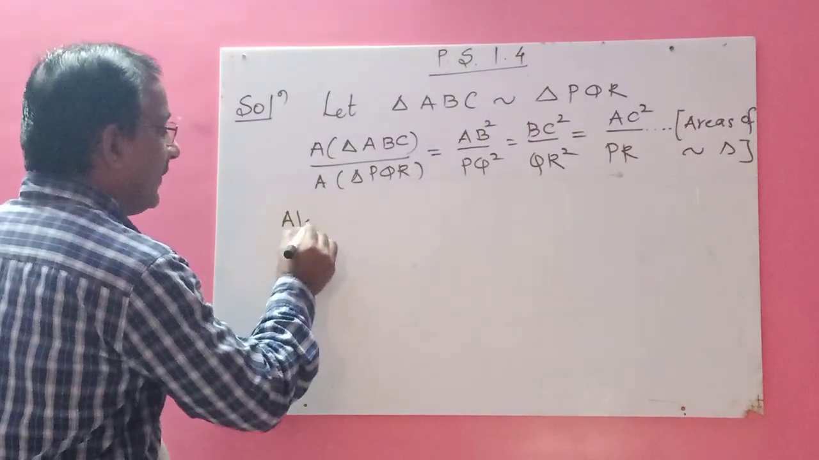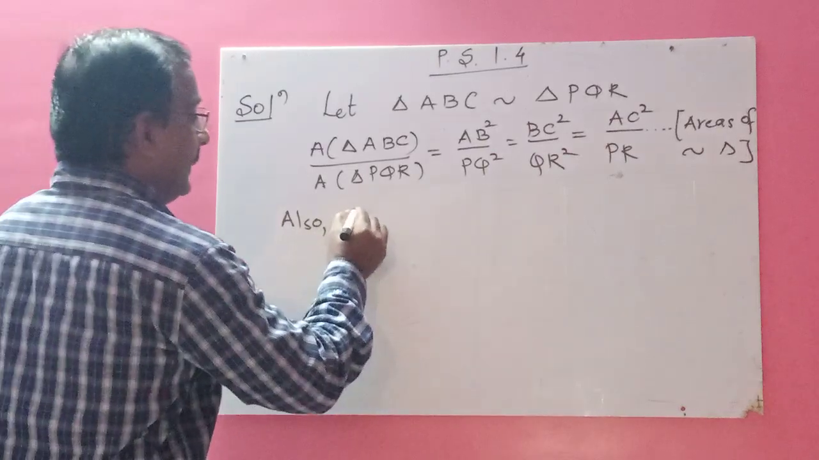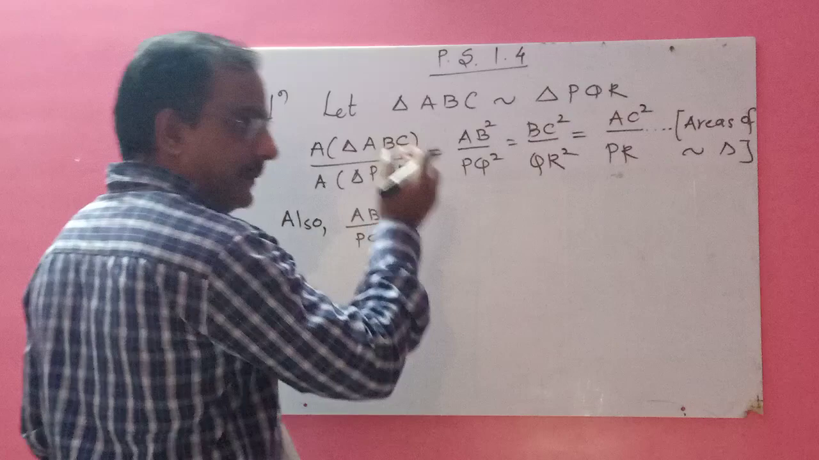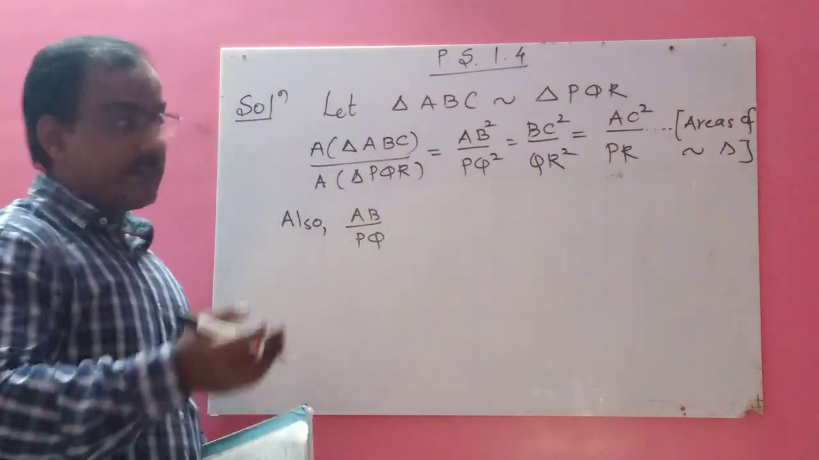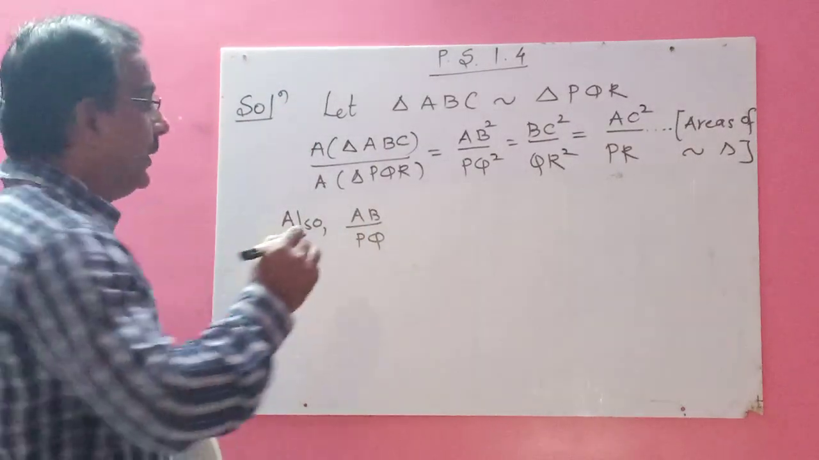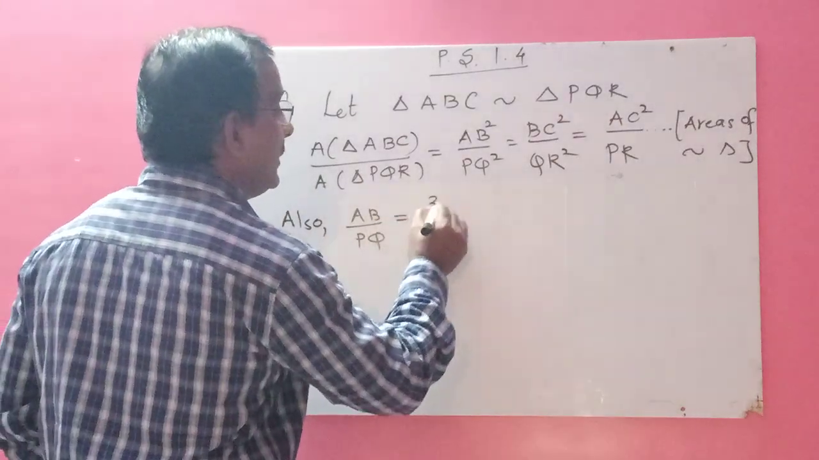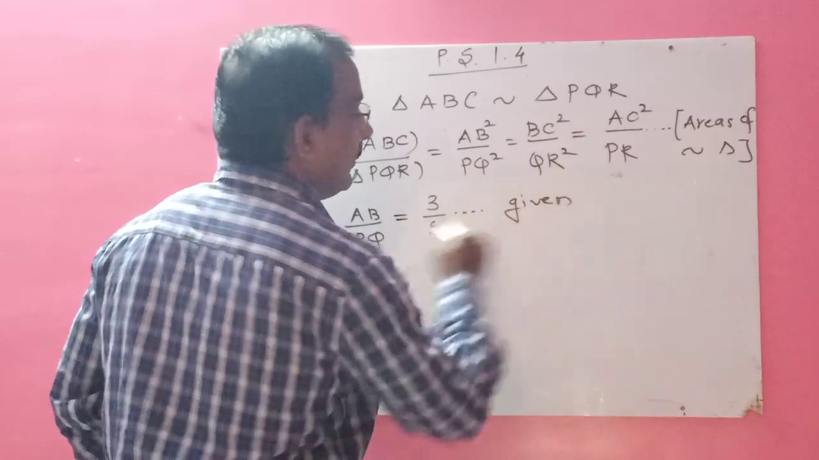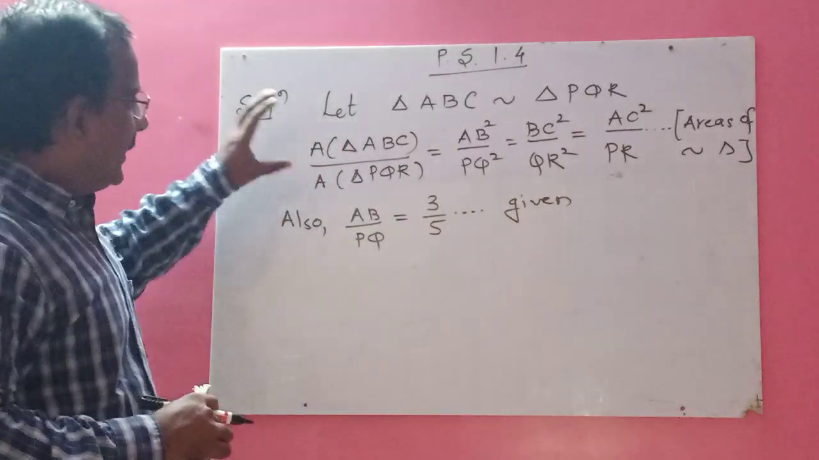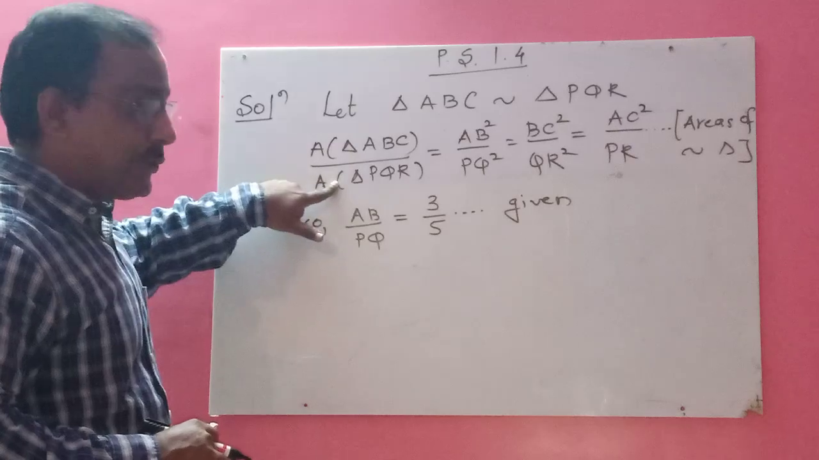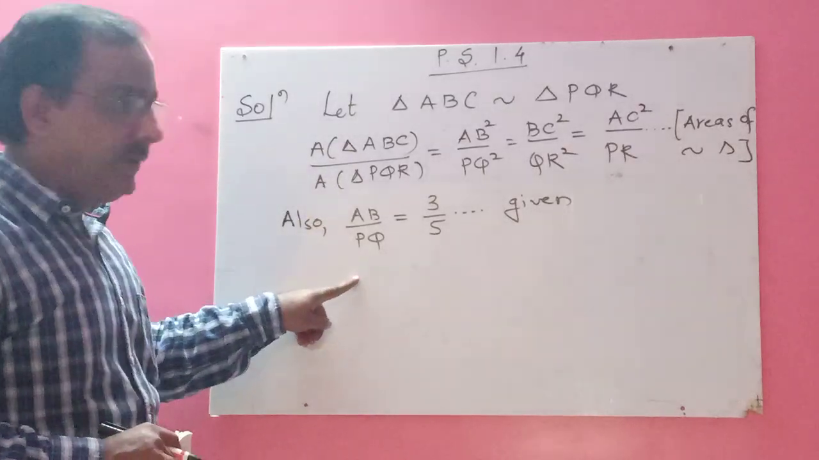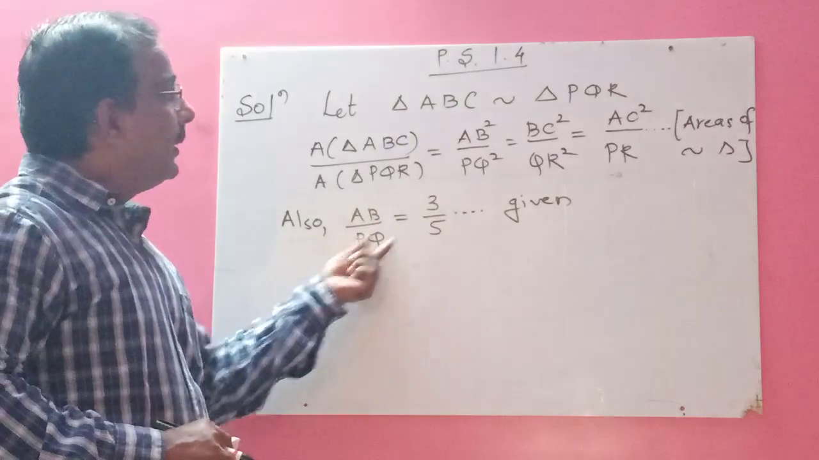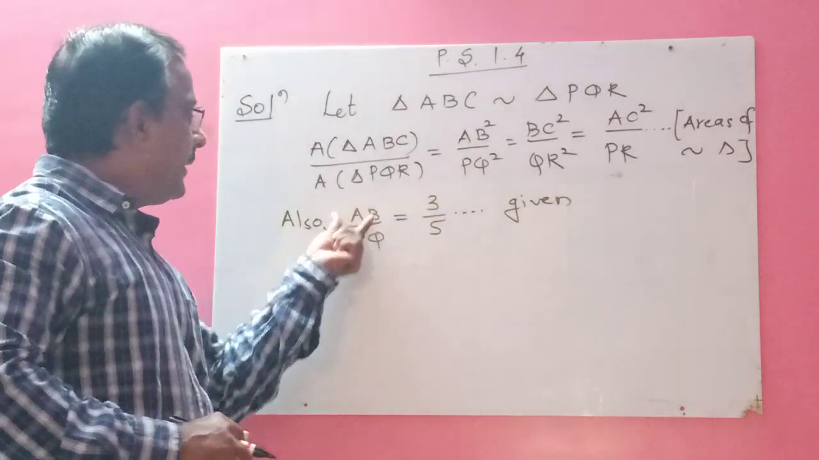Also, what is given in this? That AB upon PQ, or you can take BC upon QR, or you can take AC upon PR, any one ratio is already given. How much? 3 upon 5. Reason is given. Okay. Now in this, you require this ratio. AB upon PQ is given. Substitute this one by 3 upon 5. You can take here BC upon QR. You can take here AC upon PR.